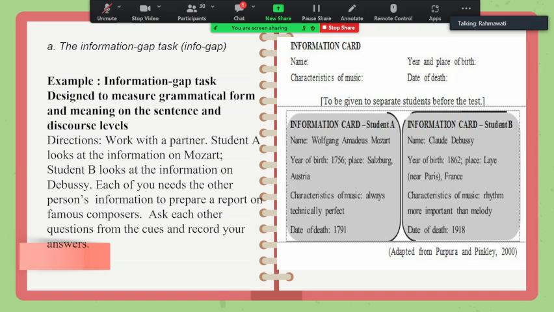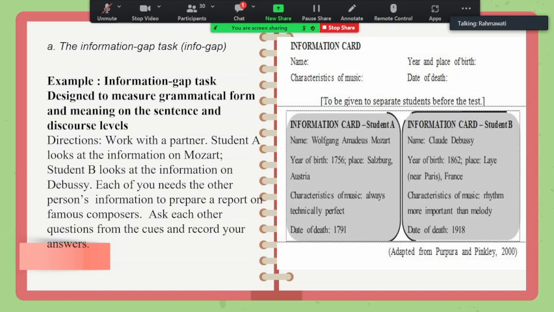The part of extended production task is the information gap task, or info gap. Example of information gaps presents an info gap task designed to measure the examinee's ability to use areas of grammatical knowledge to exchange information. More specifically, it aims to measure the student's knowledge of morphosyntactic forms and meanings, question formation, and interactional forms and meanings such as repair and back channel devices.